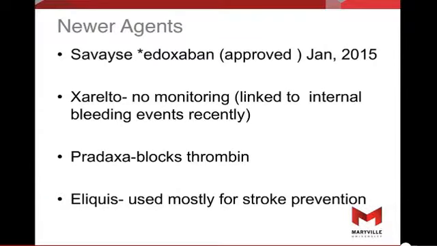So now they're developing reversible agents for these medications because of the many bleeding issues with them. Many of these are newer agents that you're probably going to see used more and more. But for a while there, they were kind of not being used because of the risk, and you couldn't reverse them with something like vitamin K.